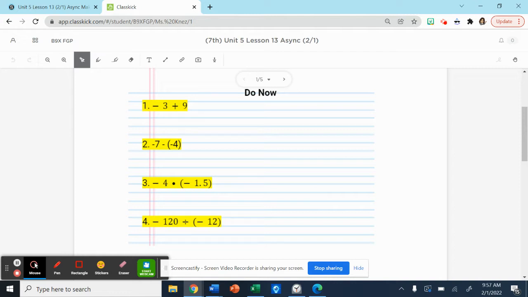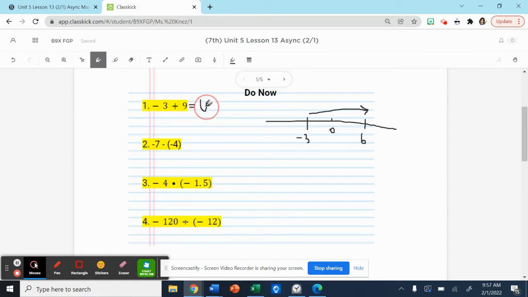Today's do now is more review of adding, subtracting, multiplying, and dividing positive and negative numbers. We know that when we're adding a negative plus a positive, we're starting off at a negative on a number line. So -3 on a number line. You can imagine it something like this. Excuse my messy handwriting. And since we're adding +9, we know that we're moving 9 spaces to the right. And so we end up at +6. You don't need to draw out the number lines on yours, but it might help you just to envision what's happening here.